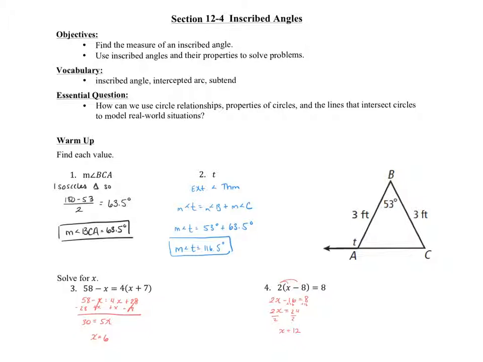Here are the answers to the warm-up problems. Notice that in number 1, I had to know that this was an isosceles triangle, so therefore the base angles are congruent. And in number 2, I knew about the exterior angle theorem, where the exterior angle is equal to the sum of the two remote interior angles. So the remote interior angles I'll highlight in red for you.